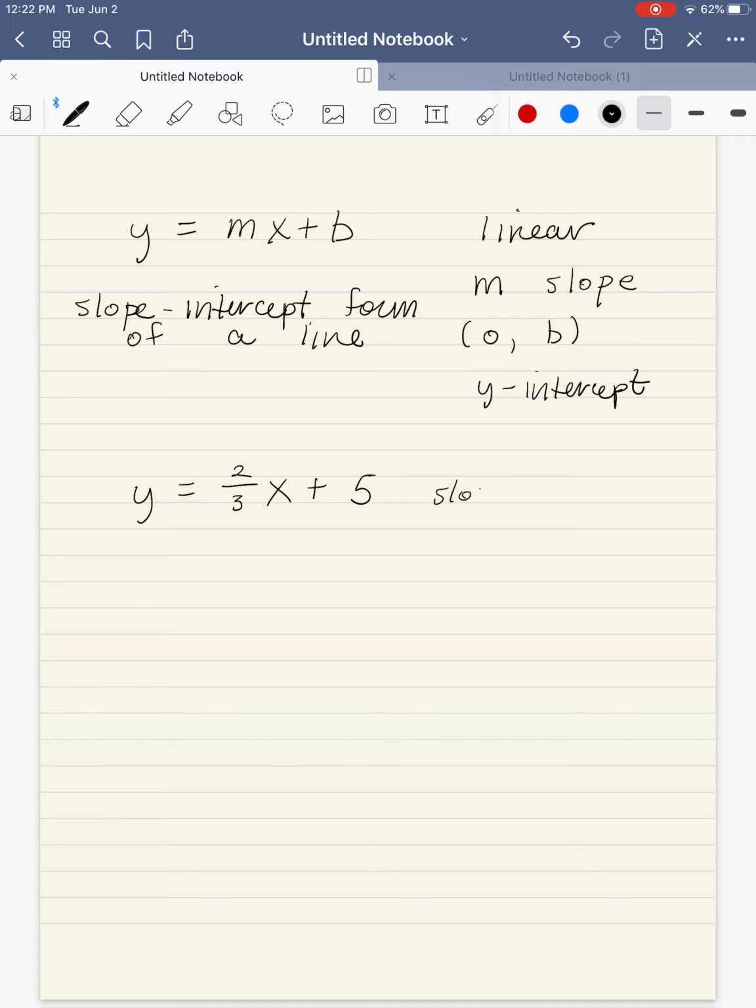I'd like you to do that. I'd like you to pause the video, write the slope, and write the y-intercept. And remember that the y-intercept is an ordered pair, so write it as an ordered pair. Parenthesis, number, comma, number, parenthesis. Pause the video, do that, and then check back.